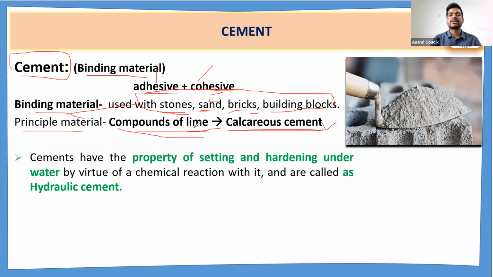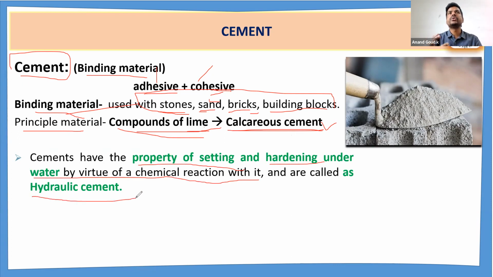That is because of the presence of compounds of lime as a major ingredient. Out of 100%, lime occupies around 60 to 70%. I will tell you the exact number in the next slide, in the coming lecture. That is why it is called calcareous cement. Next, cement has the property of setting and hardening under water by virtue of chemical reaction. So that is why this cement is called hydraulic cement.